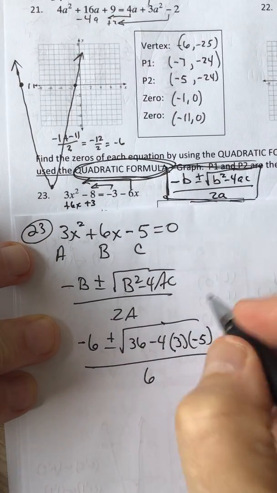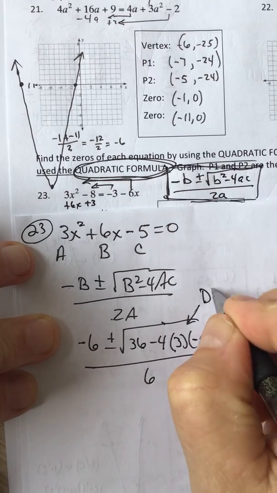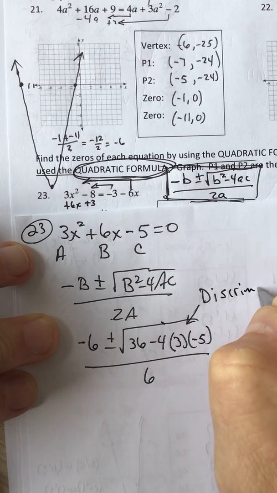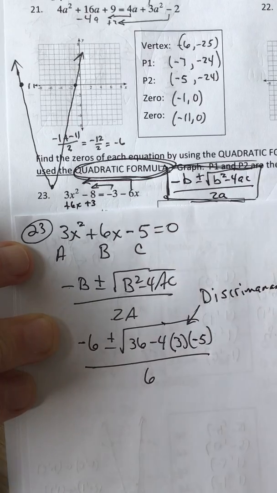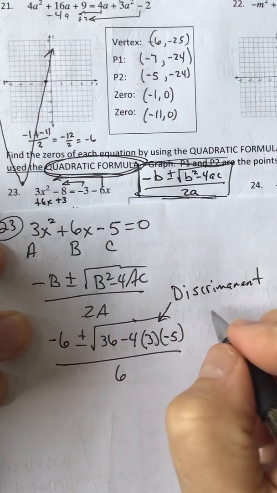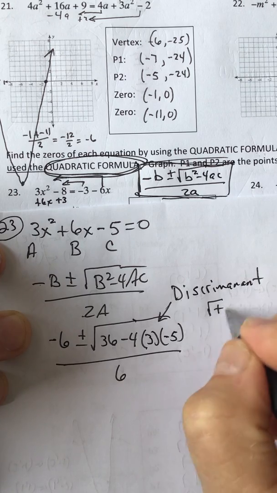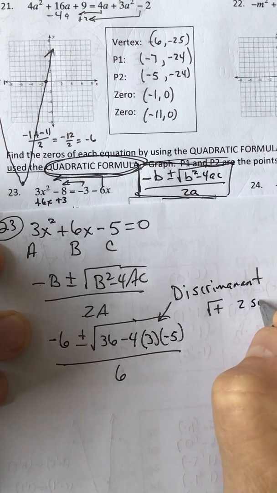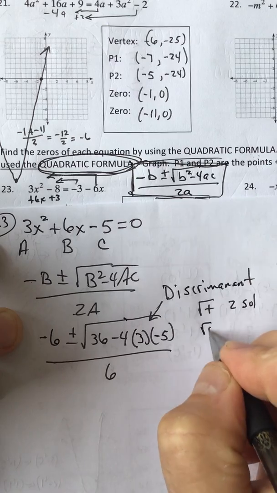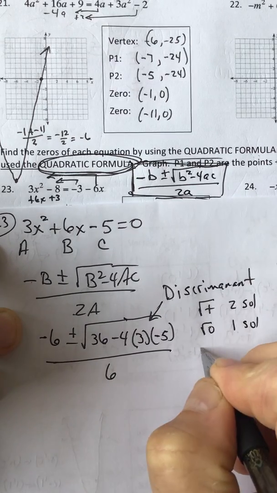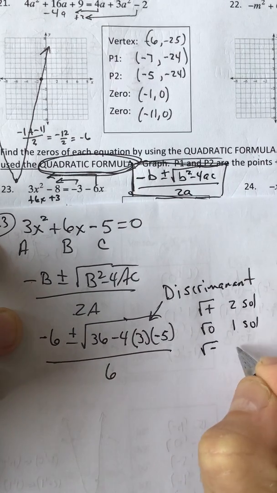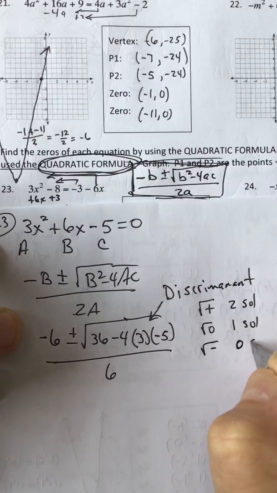So inside here, this piece is called the discriminant. We have to know that for later. You can already tell, if the square root becomes positive, if that's a positive answer, well then there's 2 solutions. If it is 0, then there's 1 solution, and if it is negative, well then they're imaginary, so there's no real solutions.